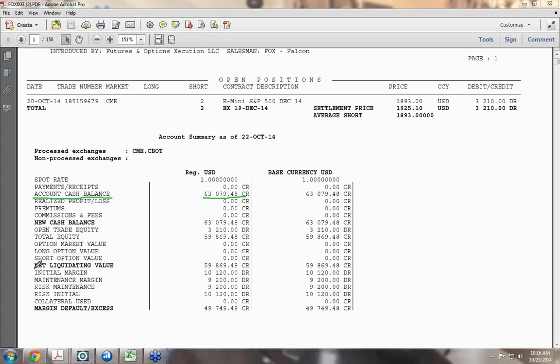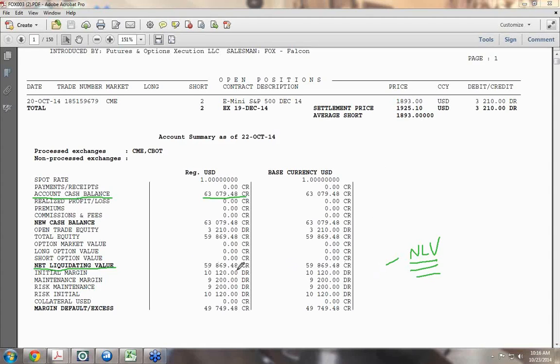Okay, what you want to look for, if you're looking to get a snapshot of what the account is worth based on where the open positions are currently trading, you're going to want to look at net liquidating value. All right, this is something everyone needs to make a note of. Net liquidating value. That is the value of the account if we were to liquidate all open positions based on the prior day's closing price. This is what we would have left.